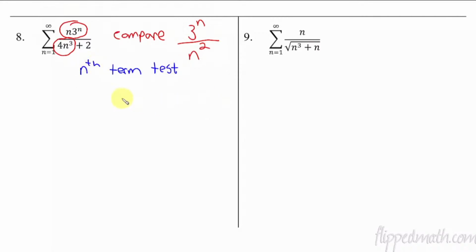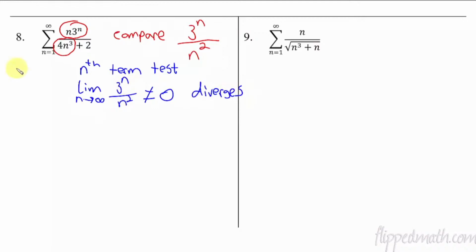The nth term test: if you take the limit of the whole thing as n approaches infinity, and that does not equal 0, it guarantees divergence. If it equaled 0, that doesn't mean it converges. That's the nth term test. In this case the limit wouldn't equal 0, because this thing's growing faster than the one on bottom, so we know for sure it diverges.